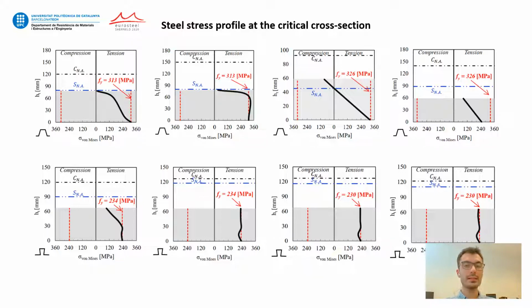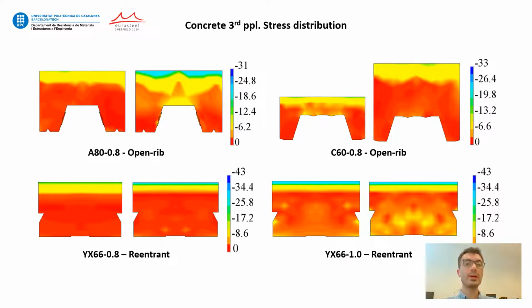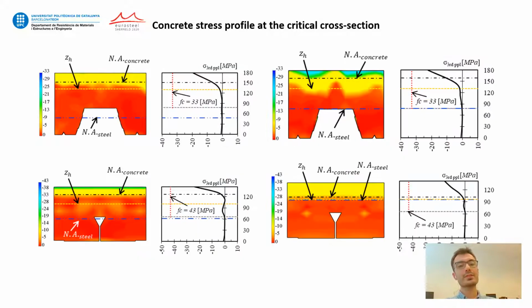In this slide, we see the distribution of the third principal stresses in the concrete. The fact that the stresses are far from the compressive strengths is not surprising, and several experimental researchers have concluded that. The shape of the stress profile is similar in all cases. It is a triangle at the upper fibers and follows a straight line below the neutral axis.